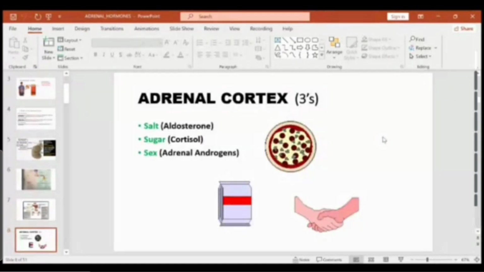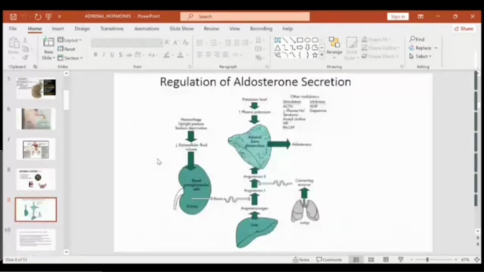I mentioned the 3S. So the 3S is simply an abbreviation for the hormones being produced in each and every respective region. And the 3S are the salt, sugar, and sex. So the salt is aldosterone because it's associated with the regulation of the salts. Sugar being cortisol is related with sugar metabolism, and androgens regulate the sex function, and we call it the sex. So those are the 3S.